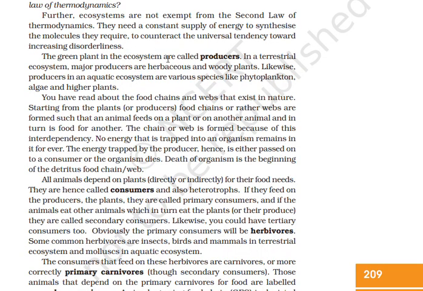The green plants in the ecosystem are called producers. In a terrestrial ecosystem, major producers are herbaceous and woody plants. Likewise, producers in an aquatic ecosystem are various species like phytoplankton, algae, and higher plants.